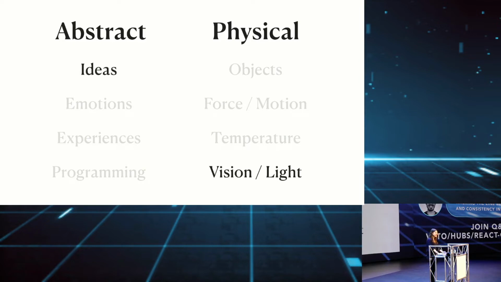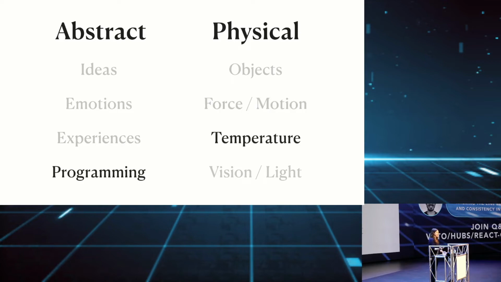We talk about ideas in terms of light when we say, that's a bright idea, or that really illuminates the problem. We talk about emotions like they're objects. We say, he hid his jealousy, or she doesn't handle anger very well. We also use force and motion metaphors to describe experiences, like, I found your talk moving, it really touched me. Or we talk about programming ideas in terms of temperature, like hot reloading in React, and how the JavaScript landscape is heating up.